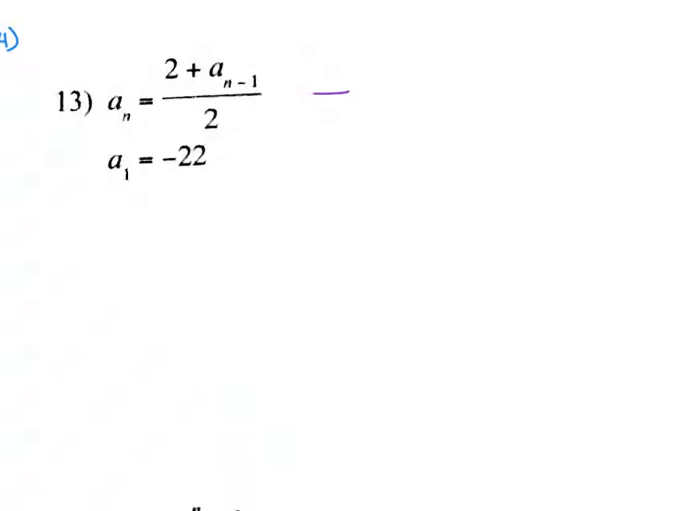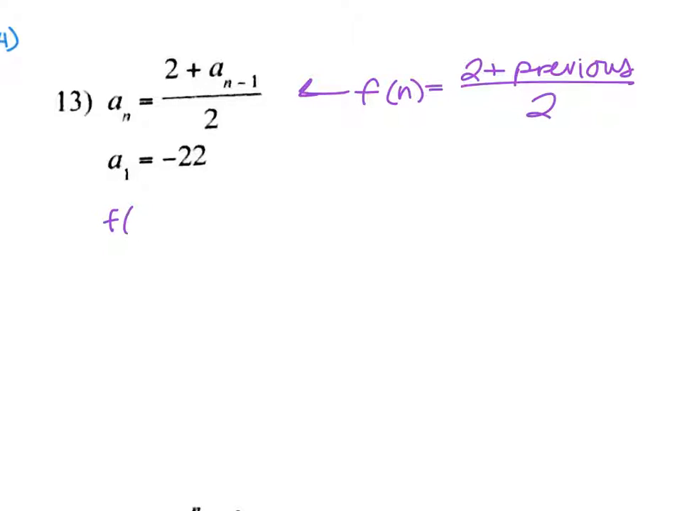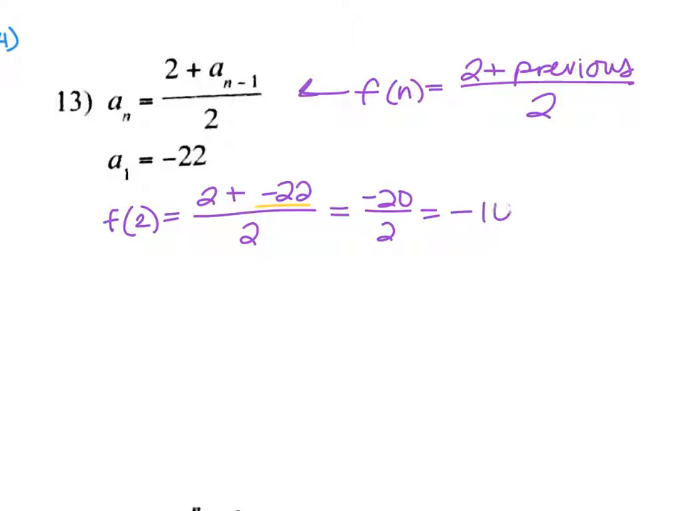All right, let's fix the notation here. My formula here is that f of n equals 2 plus the previous, divided by 2. Okay, so I've got my first term. F of 2 equals 2 plus the previous, which is negative 22, divided by 2. So I've got to take care of the top part before I can do that division. So 2 plus negative 22 is negative 20, divided by 2 is negative 10.